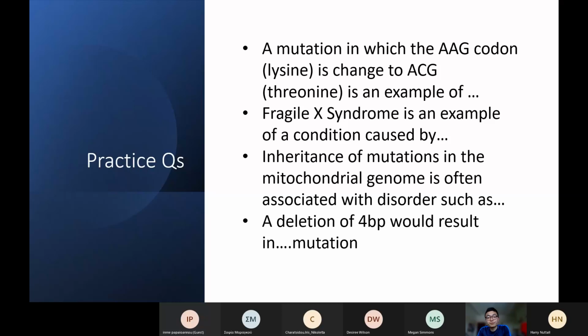So it's all but inherited from the mother, and therefore these diseases are transmitted through the mother. And finally, deletion of 4 BP, so 4 base pairs, would result in a frameshift mutation, because only if it's a deletion or insertion of a multiple of 3 will it not change the reading frame, and that's simply because the codon sequence is read in groups of 3. The code is read in a sequence of 3 bases. So if it's any number that's not a multiple of 3, it's going to change the way the sequence is read.